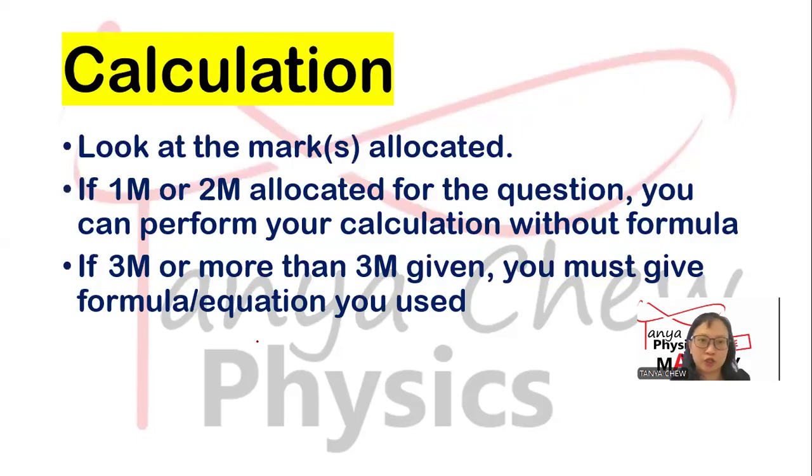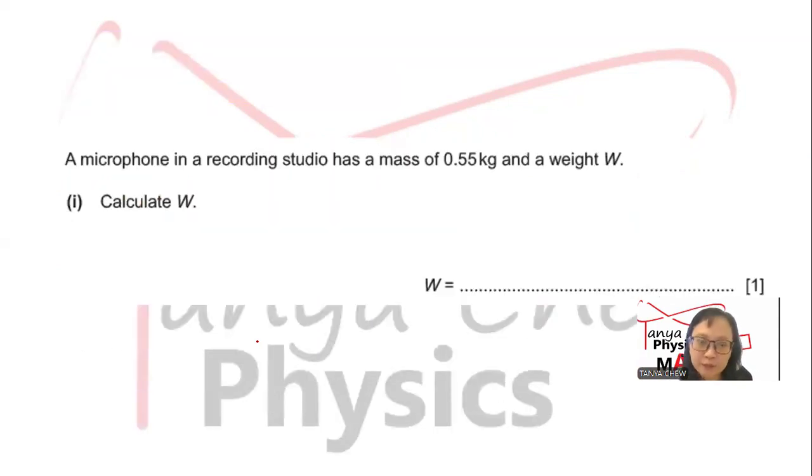For calculation, don't have to worry. You look at the marks allocated. If they give you 1 mark or 2 marks, you can perform your calculation without writing any equation or formula. But if 3 marks or more than 3 marks are given, then whenever you perform your calculation, please remember to write down the equation or the formula that you use. Let me give you some example.